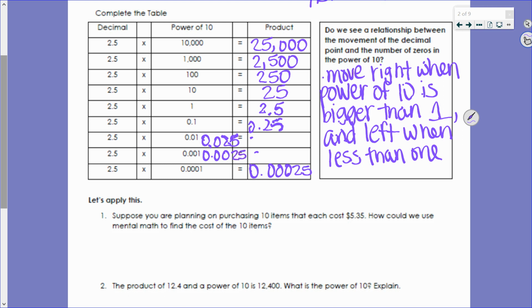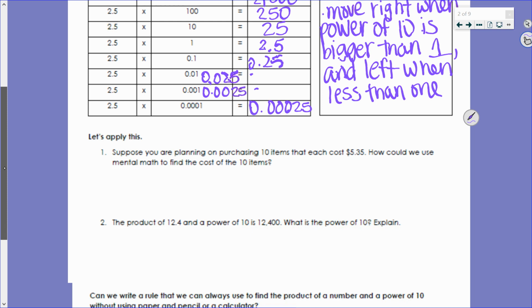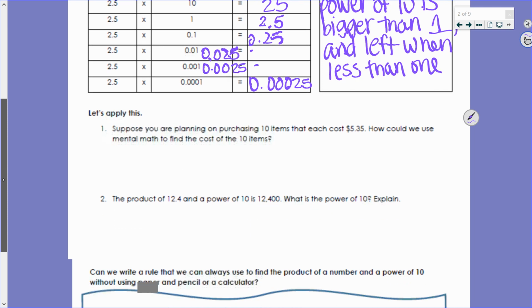Anything else you noticed? It's still at 25 here. So the digits in the number are staying the same. It's just getting bigger or smaller depending on what our power of 10 is. Good stuff. Okay, let's apply this really quickly to a couple of real life scenarios, and then from there we're going to make a generalized rule with our power of 10.